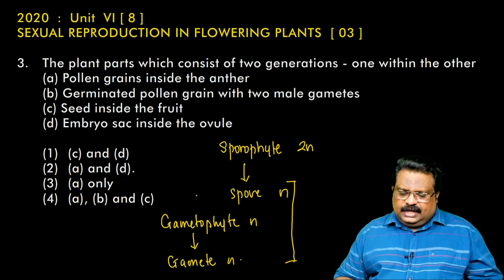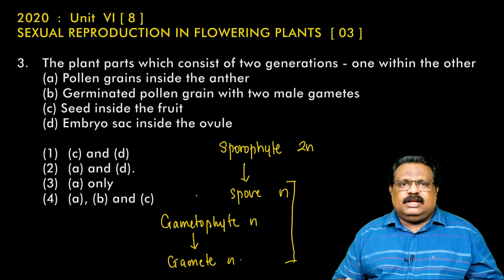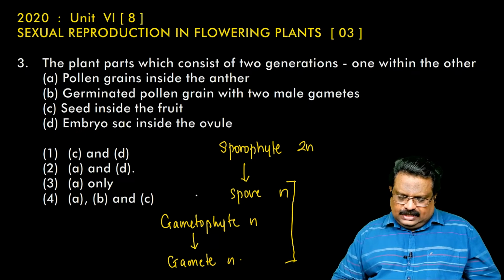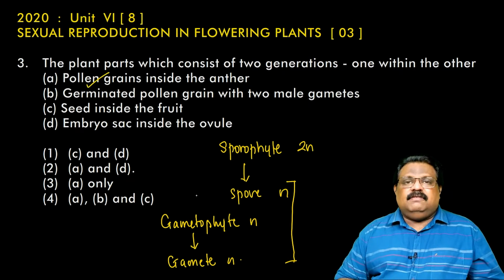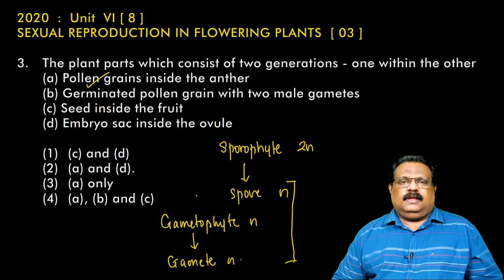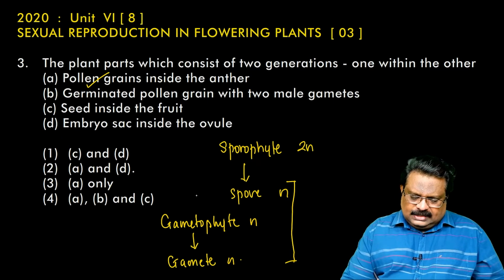So here two generations, that means one sporophytic generation and one gametophytic generation, are needed. The pollen grain inside the anther: the pollen grain is the fully developed microspore. That means the pollen grain is haploid.